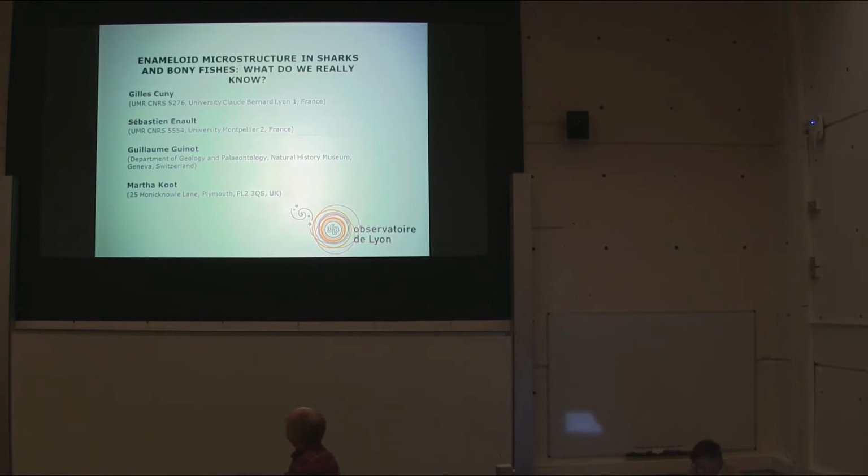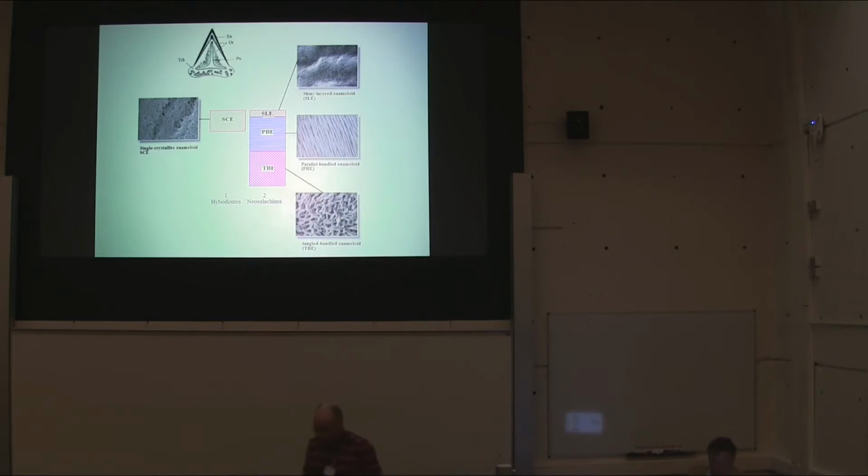So, what do we really know about enameloid microstructure? Maybe I should start by giving you a short history of what we used to do with it. It was considered to be very simple in some way. You had two main types of enameloid. The single crystallite enameloid is made of small crystallites, not more than 1 micron in length, randomly orientated, making just one layer, the whole of the enameloid covering the tooth. And then you have the neo-Selacian triple-layered enameloid, which was much more complicated.